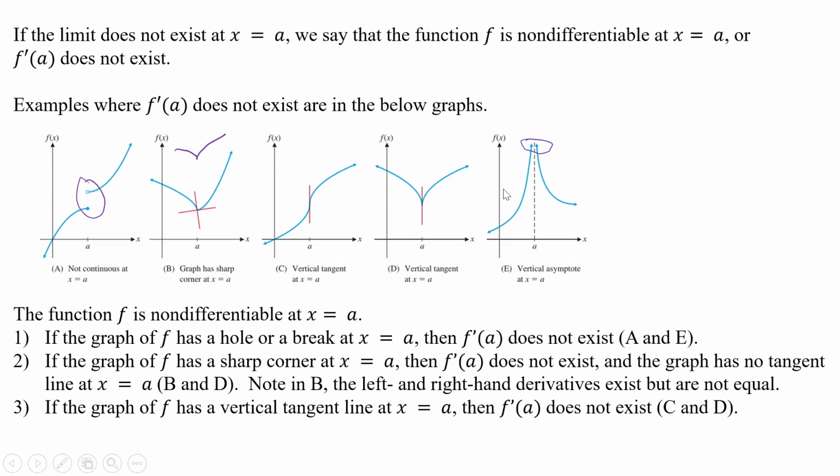So again, we'll get more experience with those as we go. But the key ones that usually you'll see are the ones with breaks in the graph, or sharp corners, or the vertical tangents. Those are a little less common usually, but those are there as well.